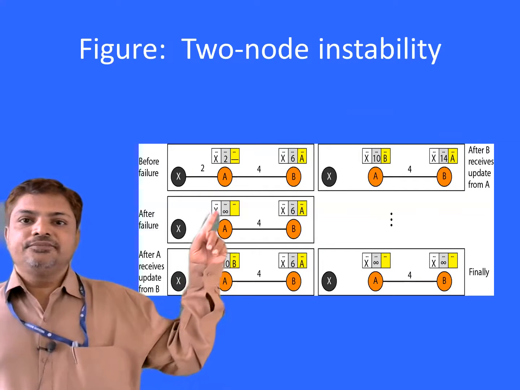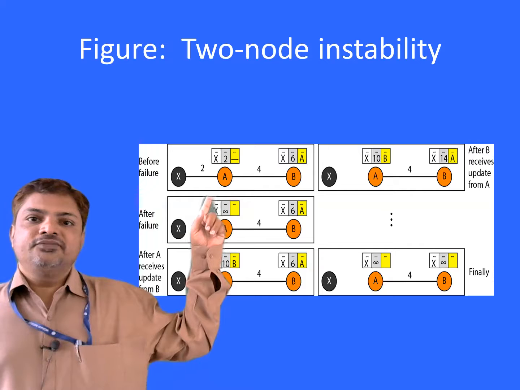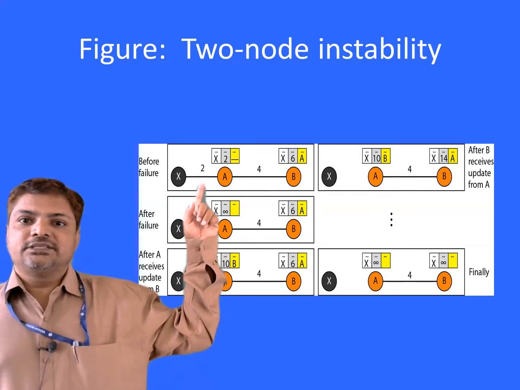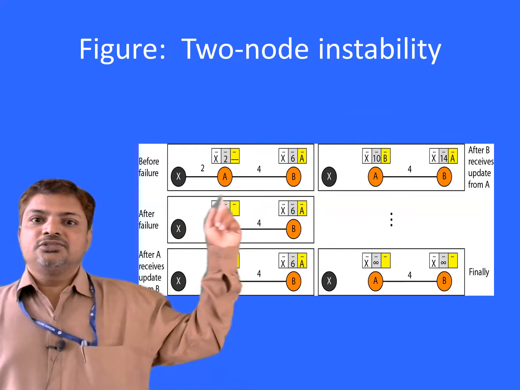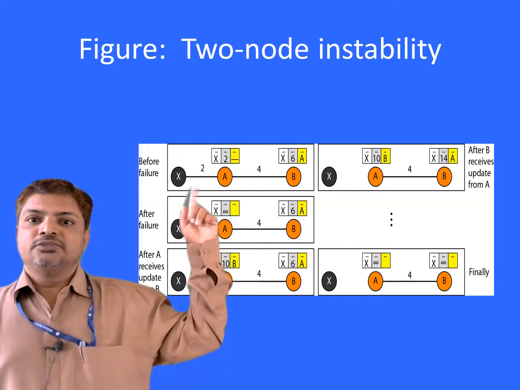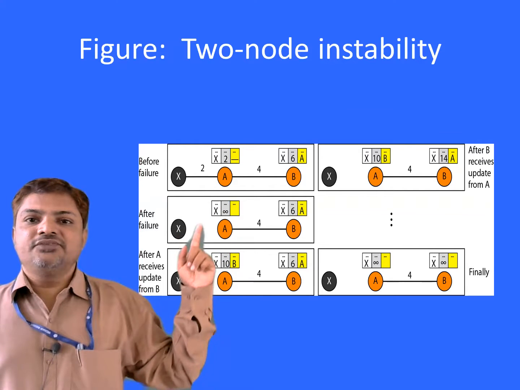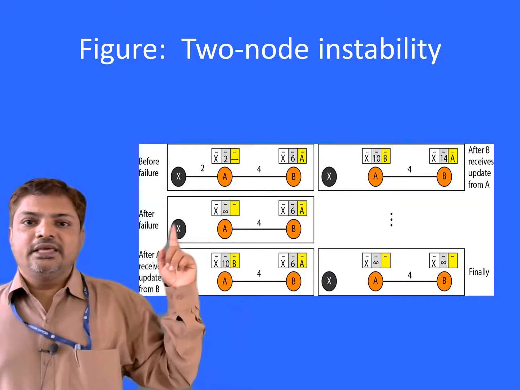So this is the situation before failure. There is a connection from A to X and the cost to reach X is 2. From B to X, the cost to reach is 4 plus 2, that is 6. The cost is 6. After failure, there is a failure of the network link from node A to X.